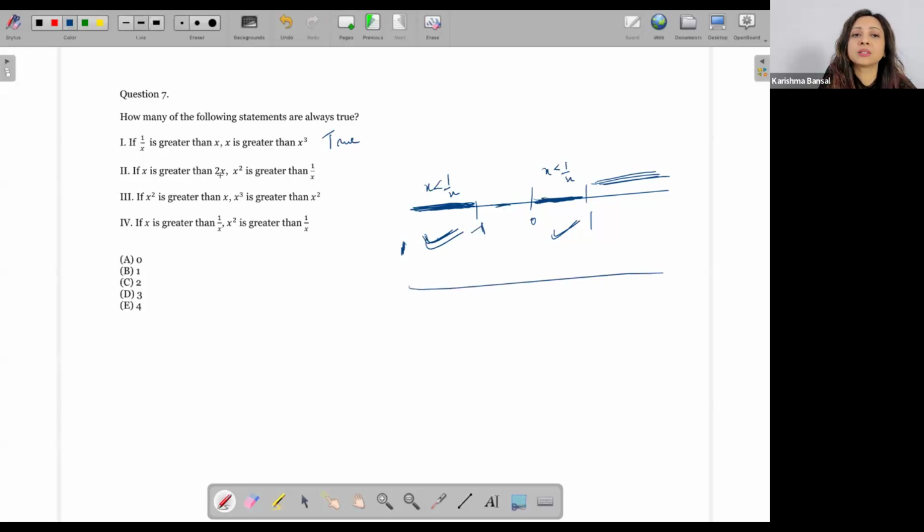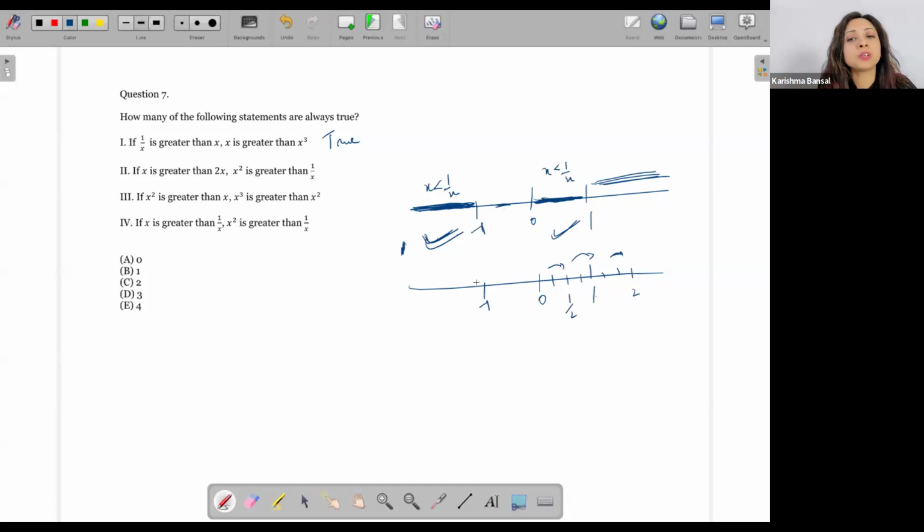Look at the second statement. If x is greater than 2x, now this is again something which is not intuitive, right? When is x greater than 2x? Normally it is 2x which is greater than x. Look, if I have any number which is greater than 0, when I double the number it will move towards the right. It doesn't matter whether it lies between 0 and 1 or is greater than 1. If I double 2, it is going to become 4. If I double half, it is going to become 1.